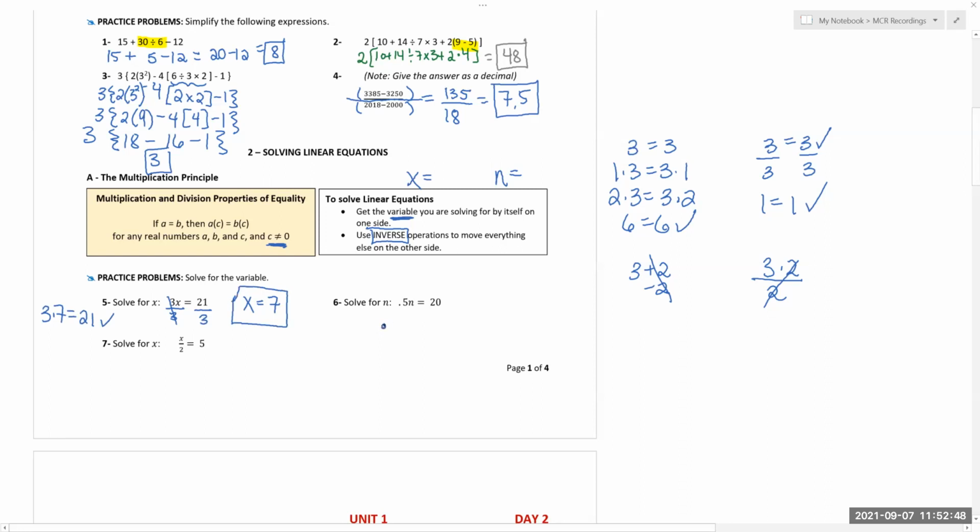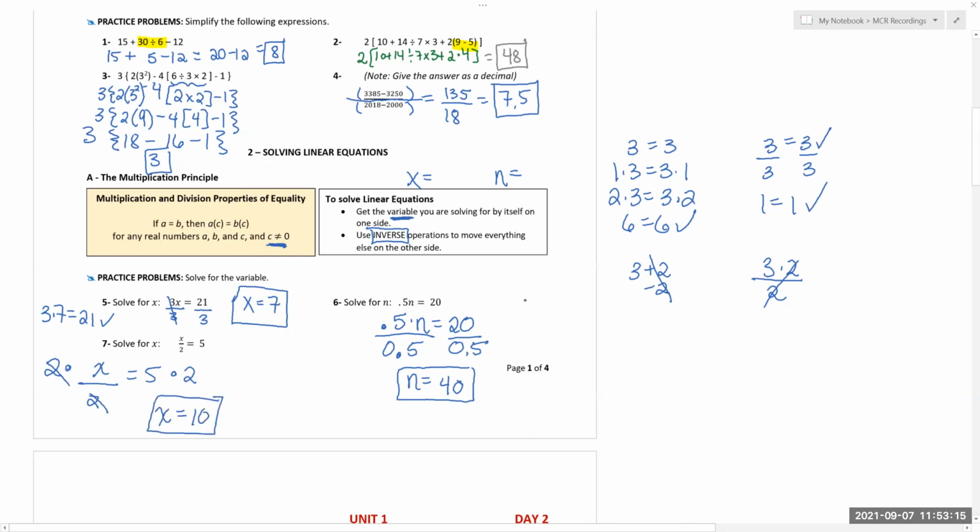If I come over here, this is 0.5 times n equals 20. It's okay that it's a decimal. I still divide by 0.5. And I get n is 40. And then over here, this is x divided by 2 equals 5. So I undo it with multiplication. And I get x equals 10.